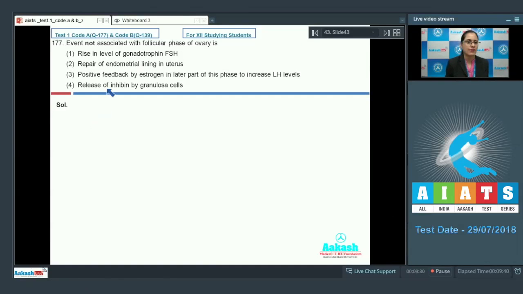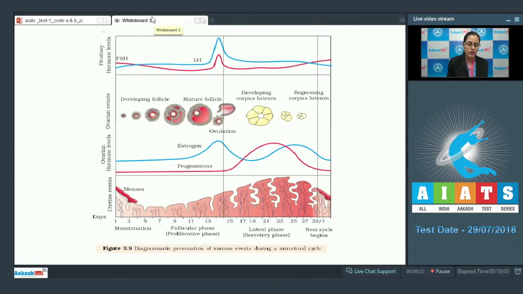Question number 177. Event not associated with follicular phase of ovary is. Now before proceeding for this question, we must understand what are the events occurring in the follicular phase. Menstrual phase is followed by the follicular phase, during which the primary follicle in ovary grows to become a matured Graafian follicle, and simultaneously the endometrium of uterus regenerates through proliferation, and this is the proliferative phase occurring in the uterus. Now these changes occurring in the ovary as well as in the uterine wall are induced by the changes in the levels of hormones released from the pituitary gland as well as from the ovary itself.